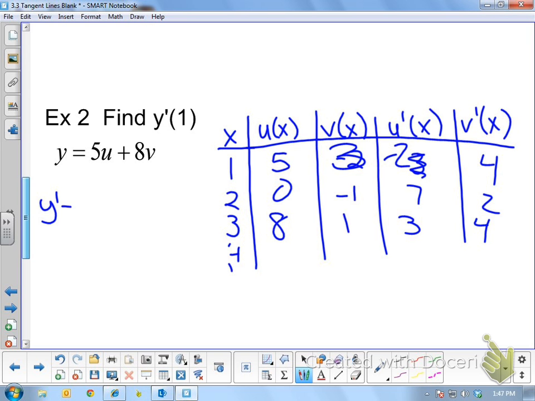So if I took the derivative of this, how do I find the derivative of 5u? Wouldn't it be 5? Okay. This is a function though. This is 5 times u of x plus 8 times v of x. Right, it's a function, not a variable. So we can't treat it like it's a variable. Plug the value in for u of 1. Not yet. We can't plug in the value until after we've taken the derivative.